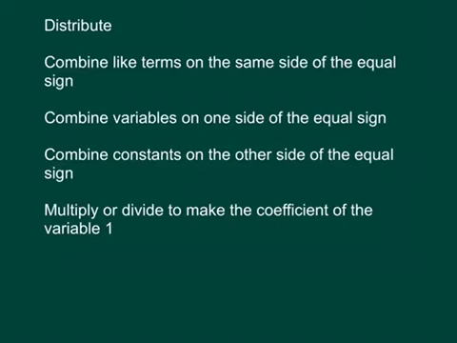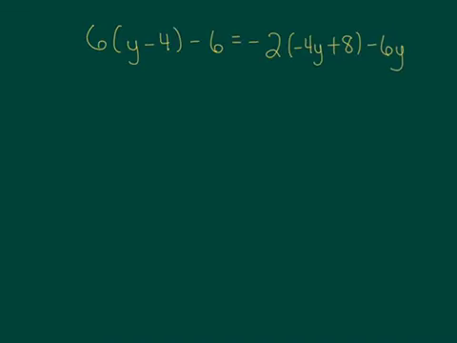Now, we're not necessarily going to do all of these every time. It just depends on the equation. But if all of these were to be in the equation, then we need to follow this order. Let's look at an example. Here we have distribution on both sides. So we have distribution here where we need to distribute, and here we need to distribute as well. So that's the first thing we need to take care of.